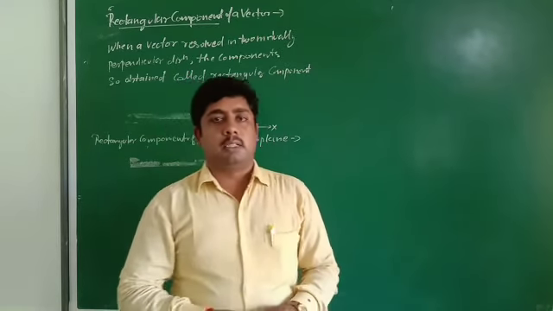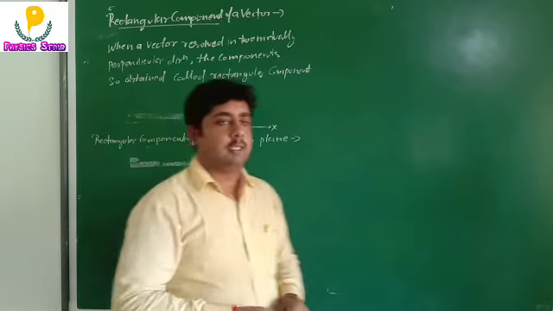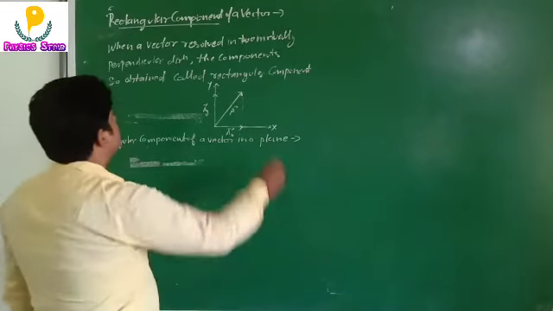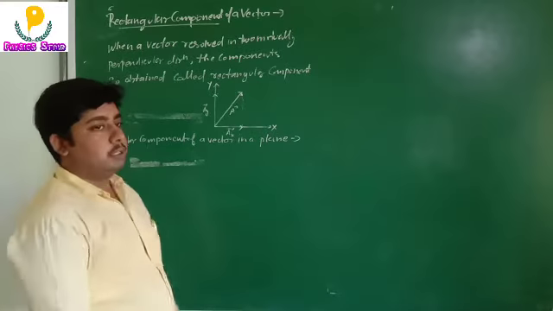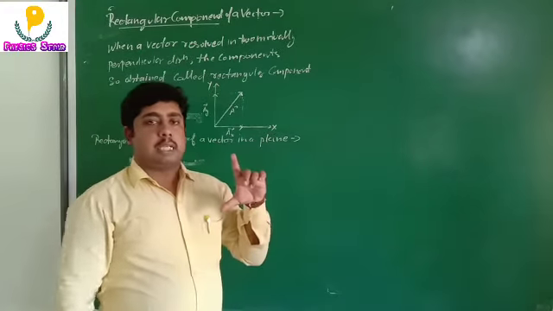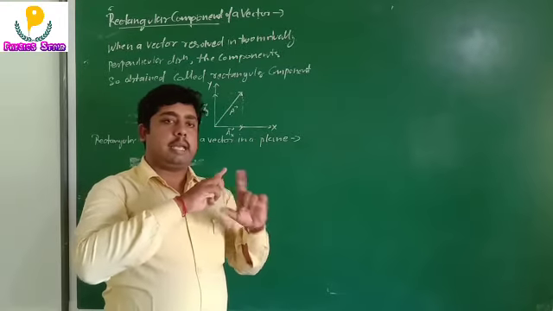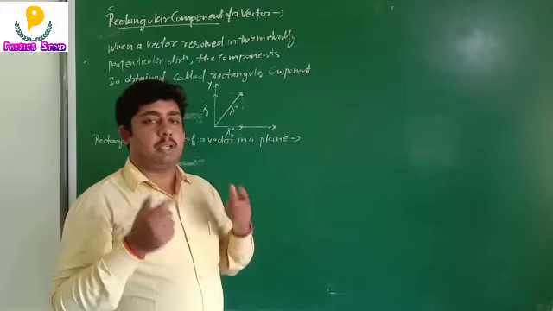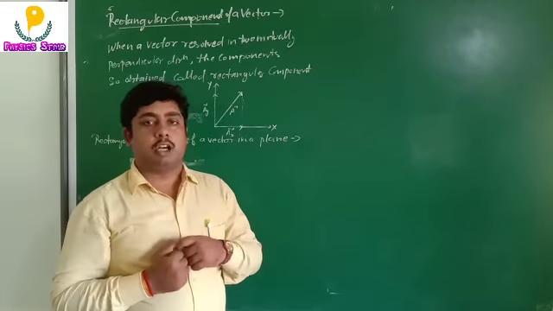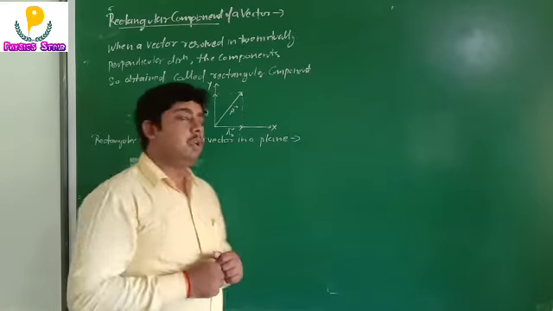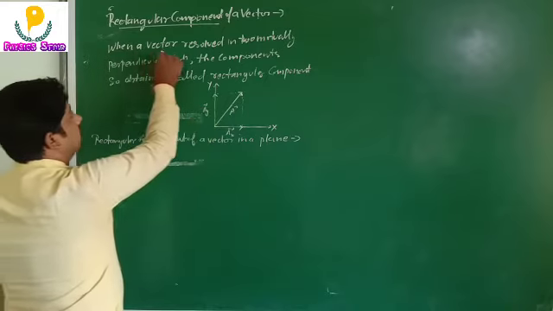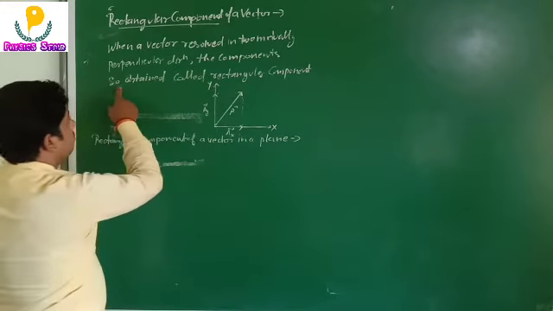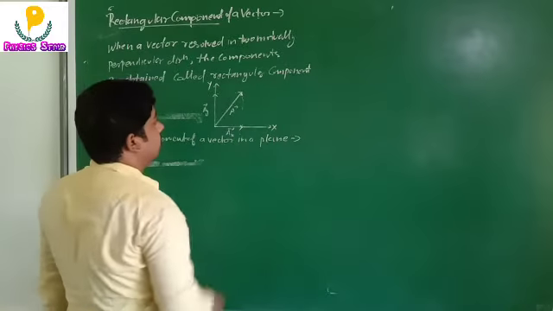I present here in this video the topic rectangular component of a vector. In the rectangular component of a vector, we take a vector and resolve it along the x coordinate, y coordinate and z coordinate. So the vectors along x, along y and along z are called the components of the vector. When a vector is resolved in two mutually perpendicular directions, the components are often called the rectangular components.